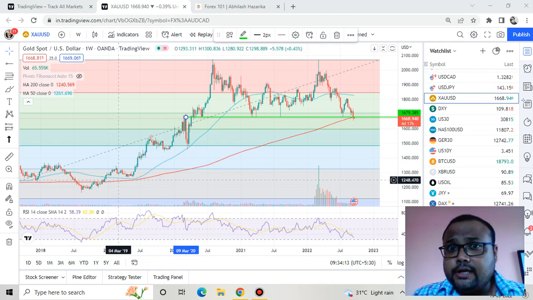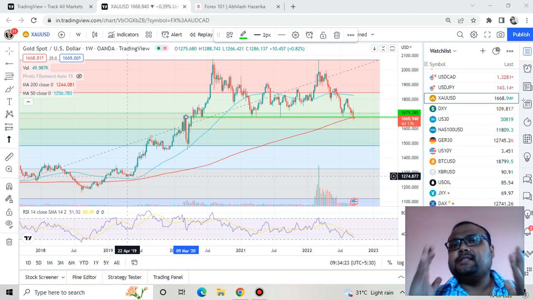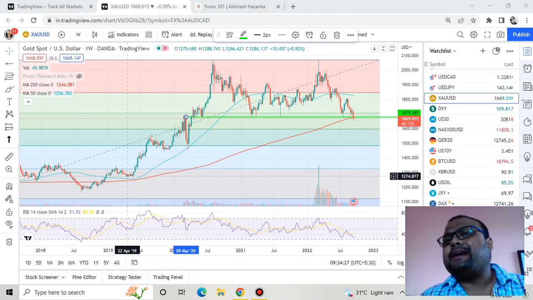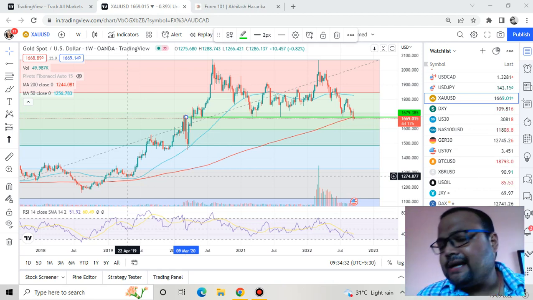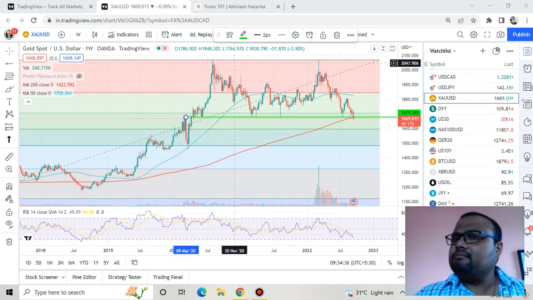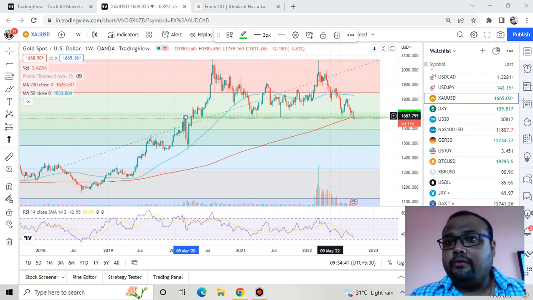The red line is the 200 moving average. If you are a trader, if you have considerable experience in the market, then you know it very well that around the world the 200 moving average has a very respectable position. Whether it is the stock market or the commodity market, it doesn't matter, in every chart of the world traders give special respect to the 200 moving average, and right now we can see gold is standing at the 200 moving average.